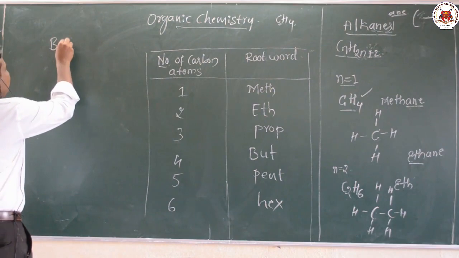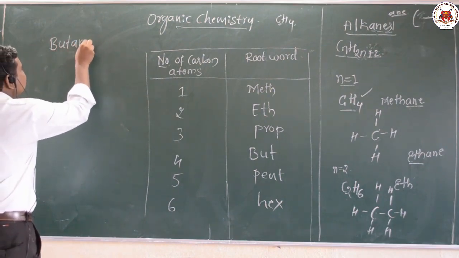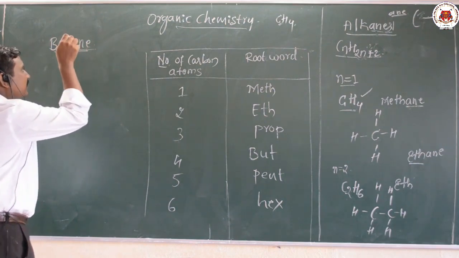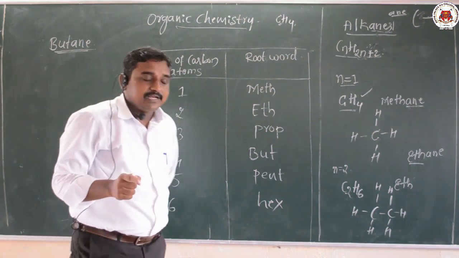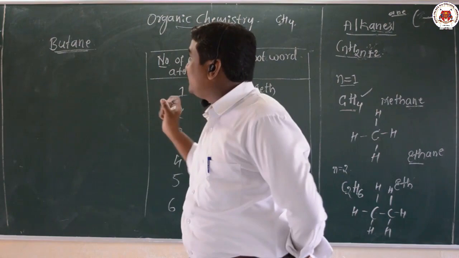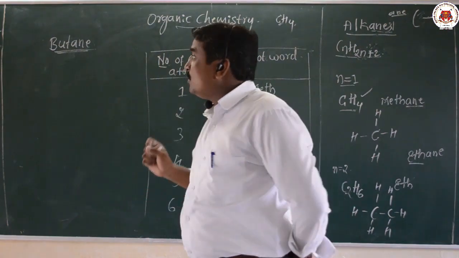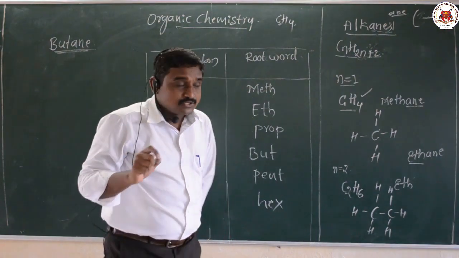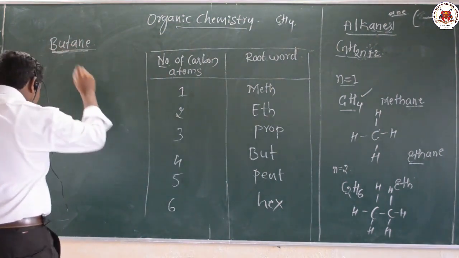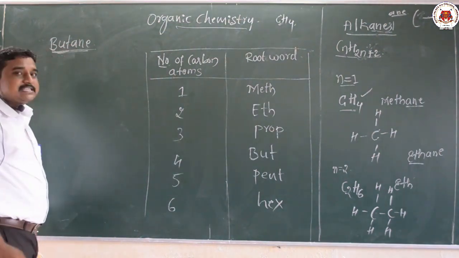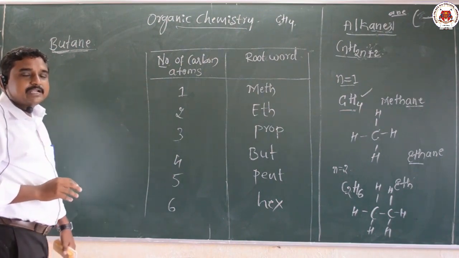Now, butane. By looking at this name of the compound, we will come to know that ANE means, as I told, the compound containing only single bonds. So ANE means what here? Compound containing only single bonds. After observing the root word, the root word is but. So but means what here? As I told, the organic compound containing what here?